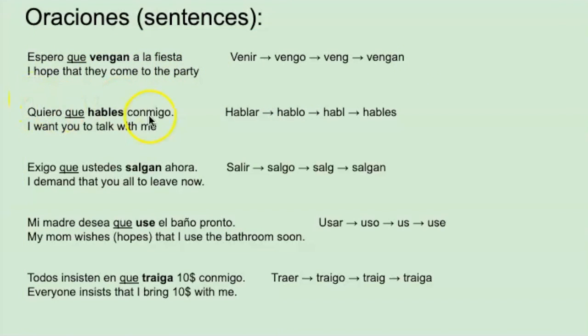Then "quiero que hables conmigo." You have hablar, put in the yo, hablo, change it to the e ending, and you're talking to you, so it's hables. Quiero que hables conmigo. I want you to talk with me.